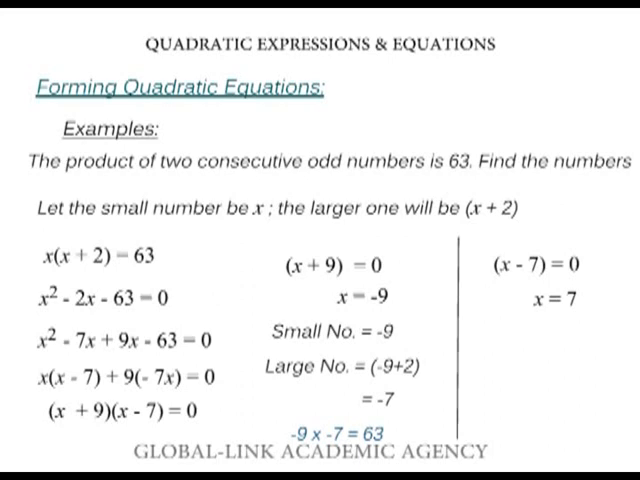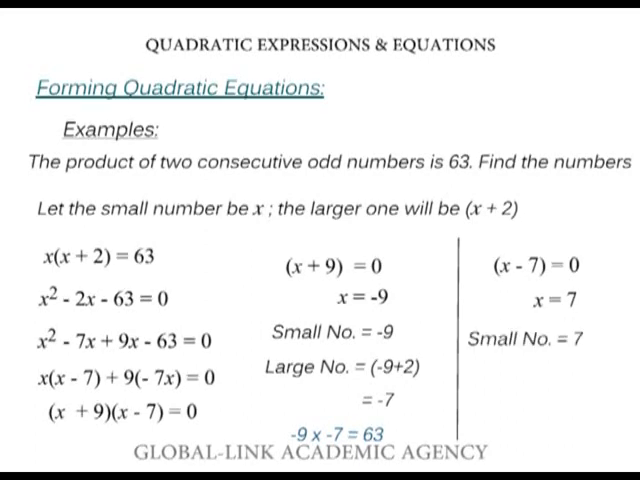Again, if x is 7, the smaller number is 7 and the larger number is 7 plus 2, which is 9. 7 times 9 is 63. Again, it is true. The numbers are either 7 and 9 or minus 7 and minus 9.